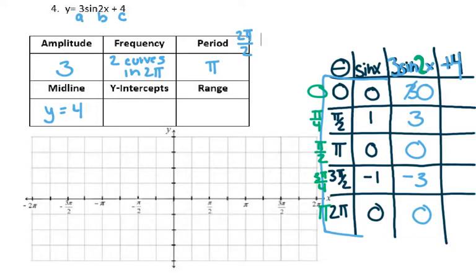The last piece I need to take a look at before I can plot my graph is my C value, which is going to be shifting my graph up 4. So I can take each of these last output values that I have, the 0, 3, 0, negative 3, and 0, and I can add 4 to each of those values to get my final ordered pairs here. So I can take 0 plus 4 and get 4. 3 plus 4 is 7. 0 plus 4 is 4. Negative 3 plus 4 is 1. And 0 plus 4 is 4.